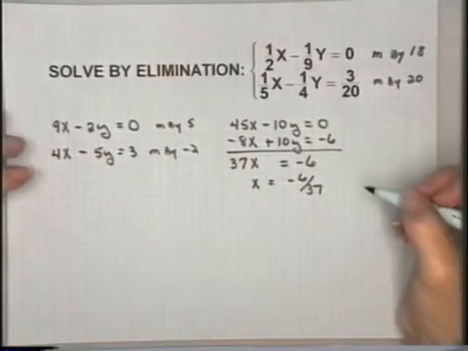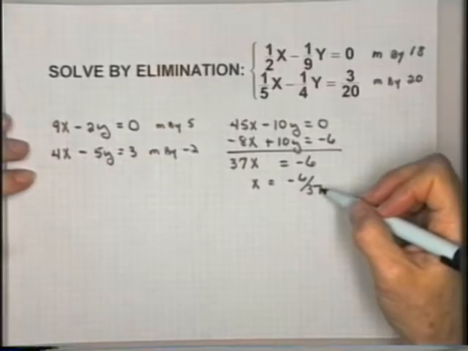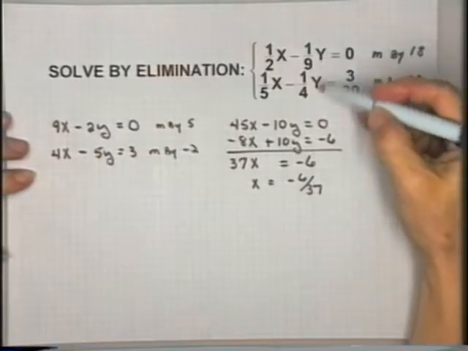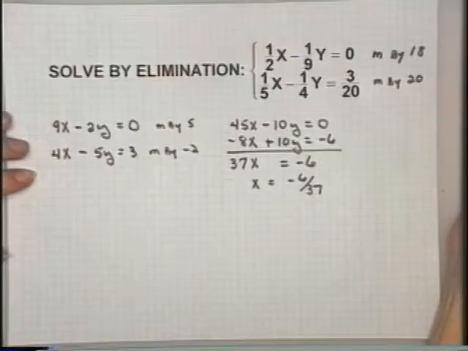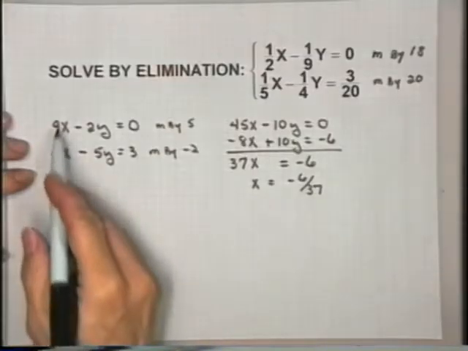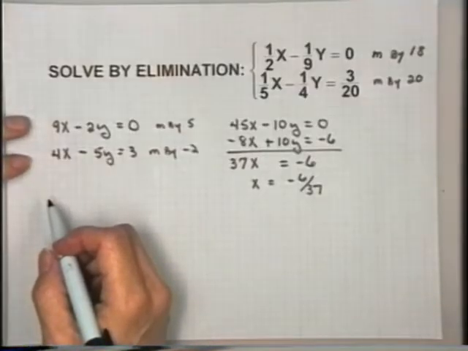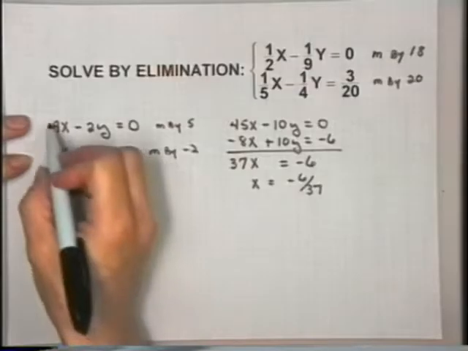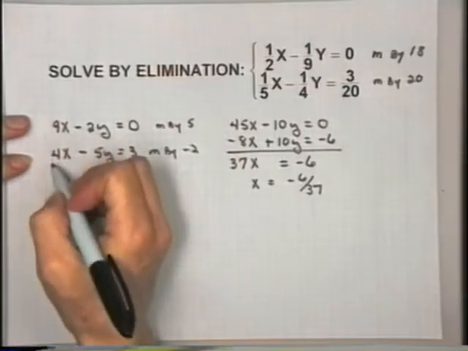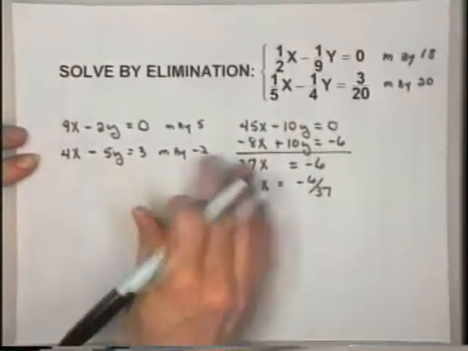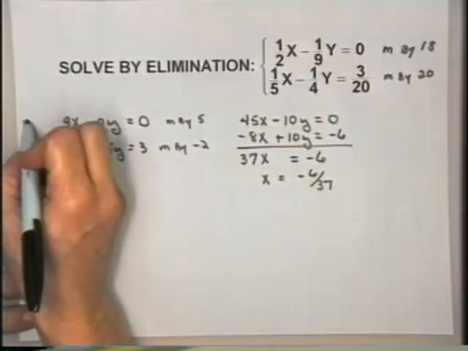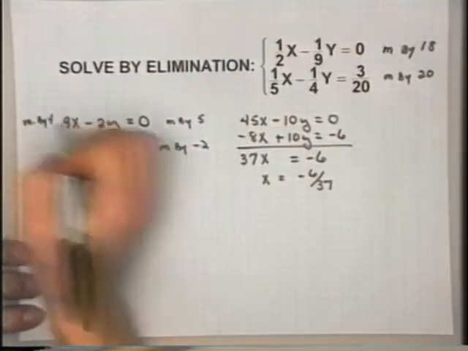Now, again, we have a choice. We can take this solution and substitute it back into one of these original equations, but that looks kind of hard, doesn't it? Or, what else could we do? We could go back here and eliminate the x instead of the y. Let's try that. If I eliminate x, I need to have either 36 or negative 36. So let's go back to this, and we're going to multiply this top equation by 4.